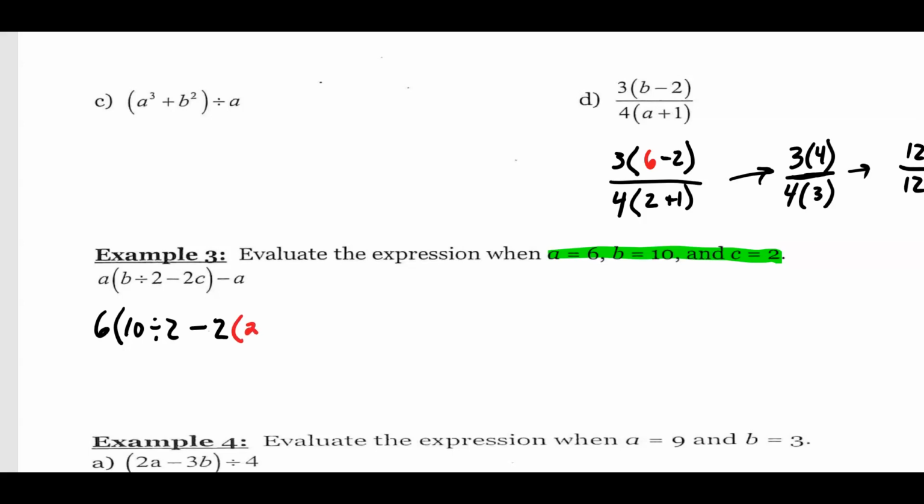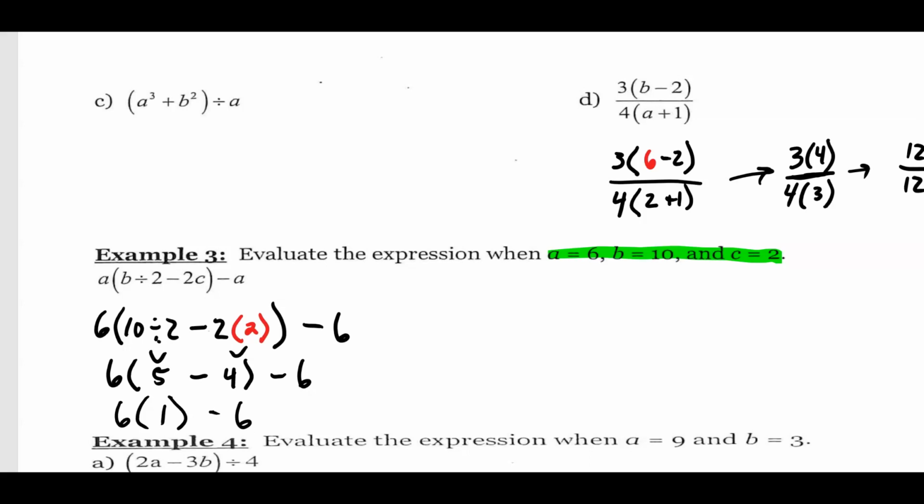2, because that's what C was. And then minus 6, right? Looks a little crazy, but work with parentheses first. Inside parentheses, I have division, I have multiplication, subtraction. Do it left to right, division and multiplication first. So 6 divided by 5 minus, you can do this at the same time, 4 minus 6, and then 6 times 5 minus 4, which is 1 minus 6. And this is going to be just 6 minus 6, which is equal to 0, so 6 times 1.